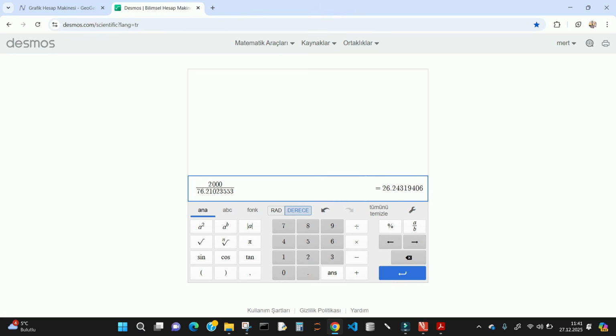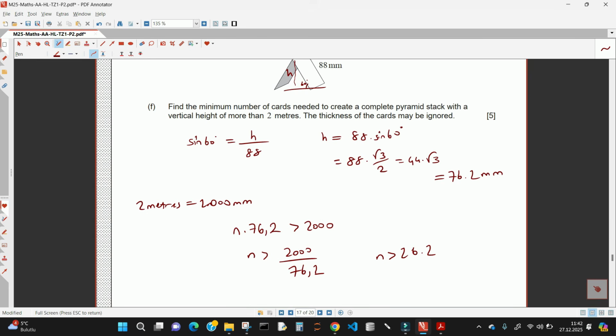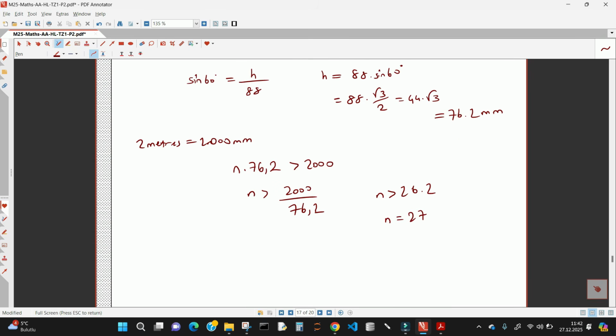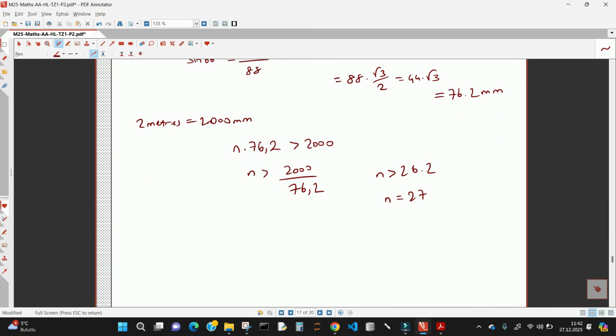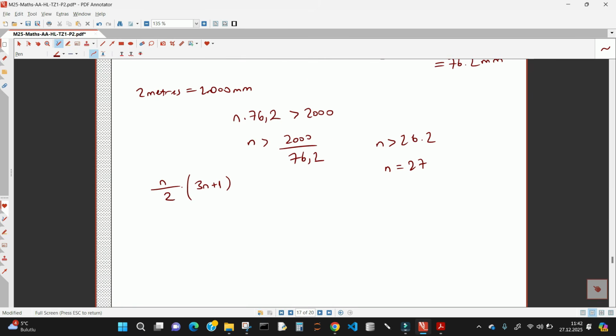It is 26.2, let's say. From here, you can say that the minimum number of cars, or the minimum row, can be 27. Let's calculate the number of cars, and our formula is n divided by 2 times 3n plus 1. I will just plug 27 into this formula.